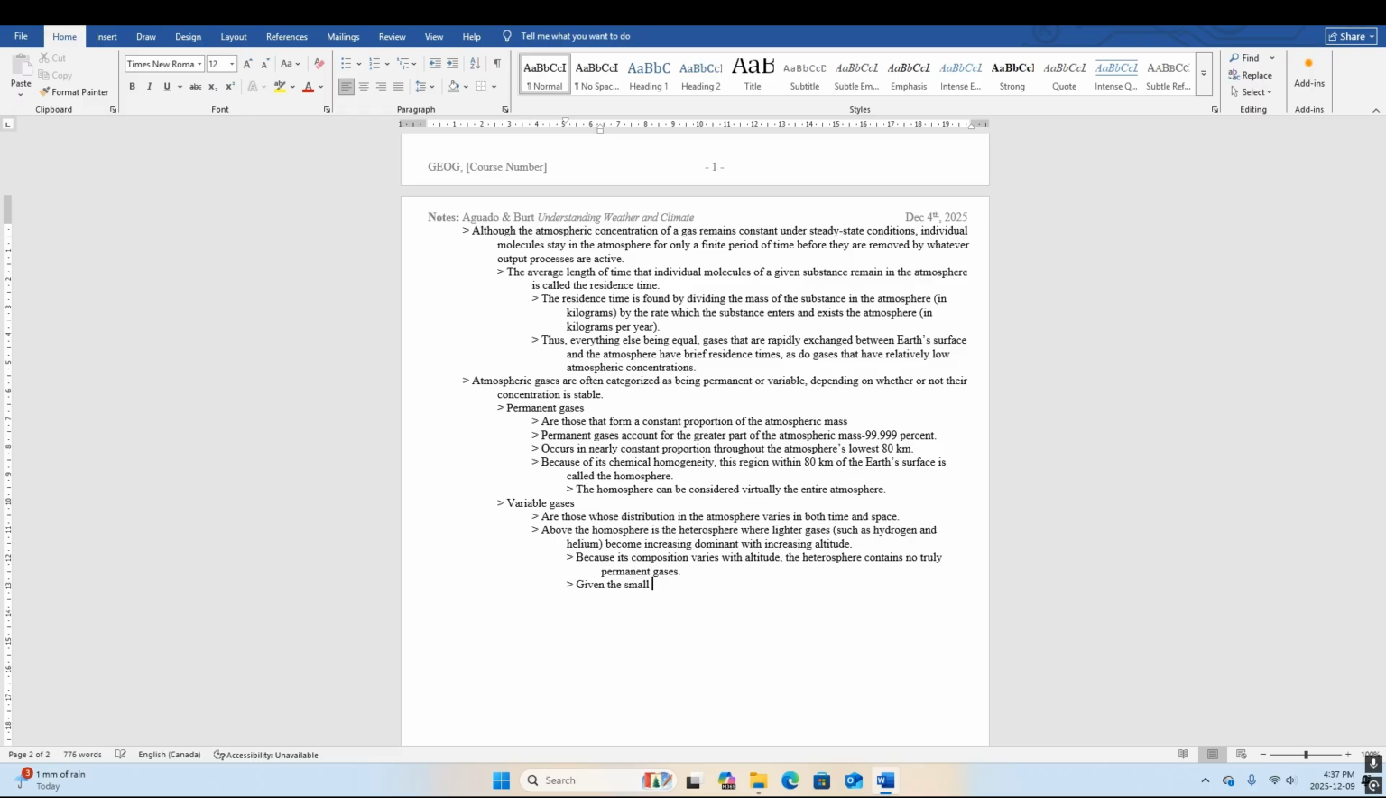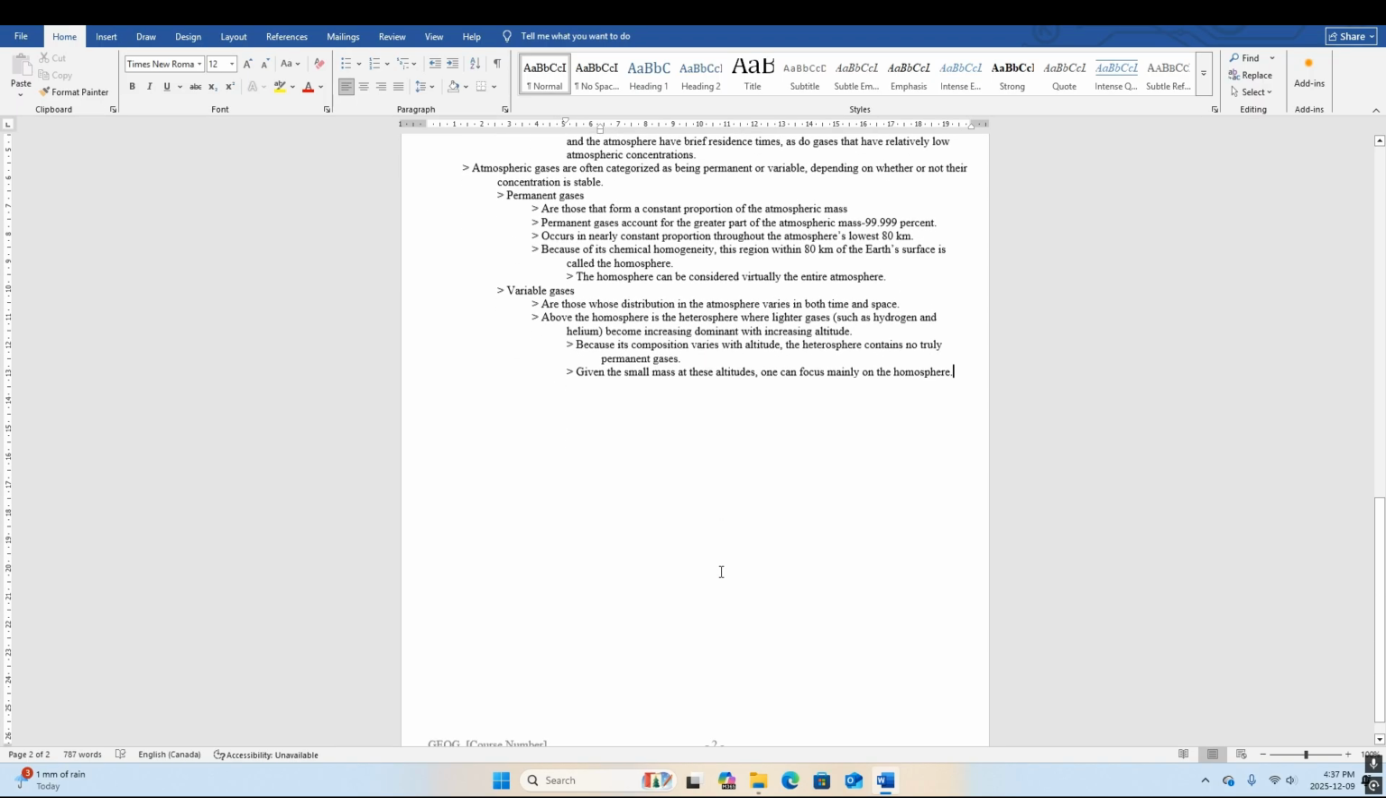Given the small mass at these altitudes, one can focus mainly on the Homosphere. Okay, so basically saying we don't need to focus too much on the Heterosphere, as it's not really that important. It's too small of a part of the atmosphere.